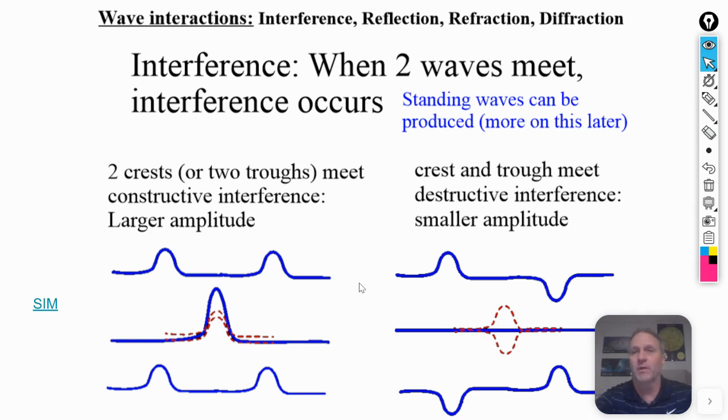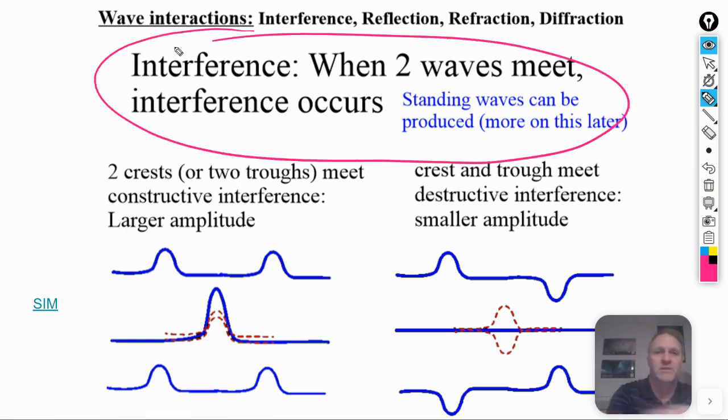The first wave behavior that we're going to talk about is something called interference, right? So interference is simply the idea that when two waves meet each other in the same place at the same time, they're going to interfere. Waves are either going to add together or they're going to subtract. When waves add together, we call that constructive interference, right?